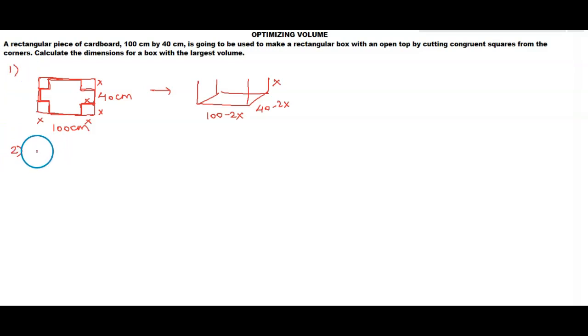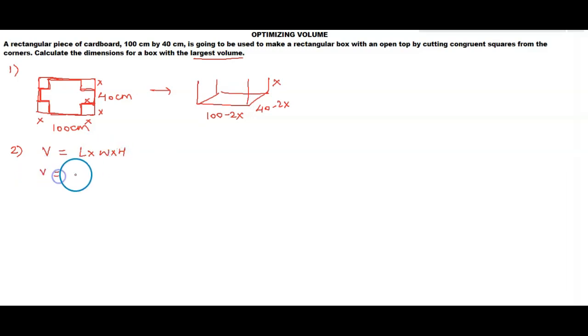Let's go over the second step. Second step is to find out what we have to optimize, and here it clearly says that we have to find the largest volume, so we have to optimize volume. So the equation that we need is in terms of volume. The volume of a rectangle based prism, as the rectangular box is a rectangle based prism, is length times width times height.